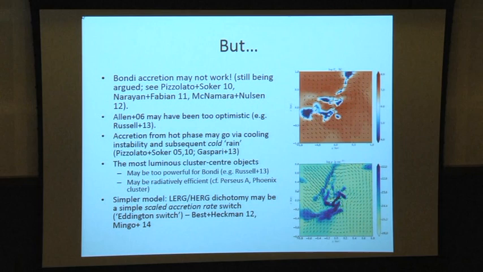I think we can more or less dispense with the idea that the accretion from the hot phase directly forces an object to be a LERG and vice versa. What we've got instead, I think the model that works best now is just that it's simply about an accretion rate switch. So it's all about, are you above or below a certain critical accretion rate threshold and scaled in terms of the Eddington rate.